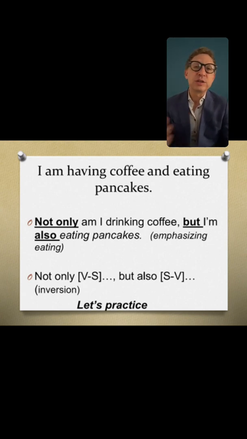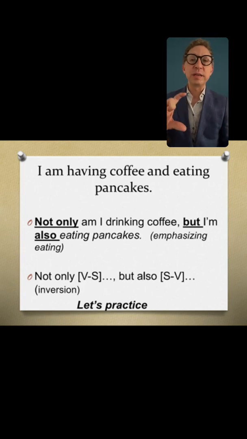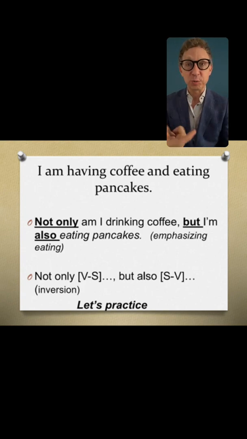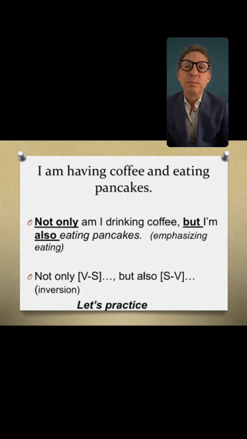Now, let's just read the sentence. Not only am I drinking coffee, but I'm also eating pancakes. So here we emphasize the fact that we're having pancakes. And notice when we use not only, we have an inversion. So not only am I, it's not only I am. No, it's an inversion. We call this an inversion when we move the verb to the first position. Not only am I drinking coffee, but I'm also eating pancakes.